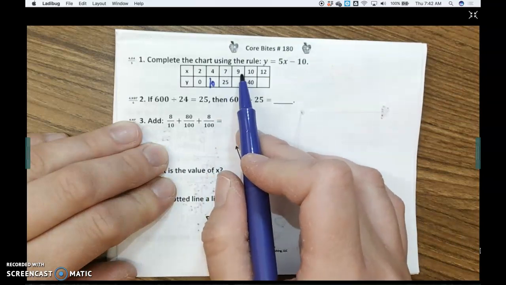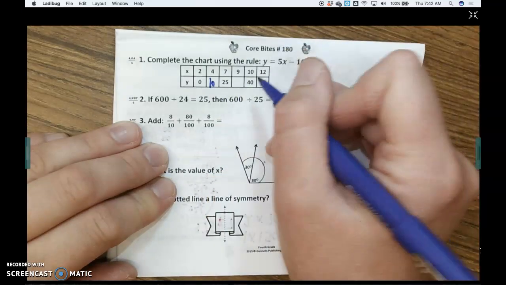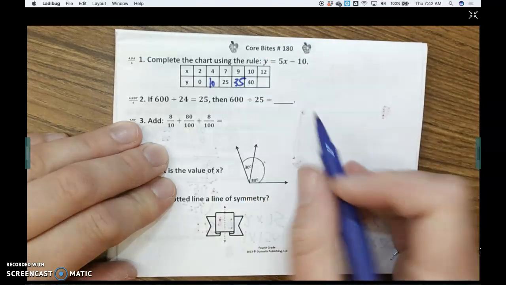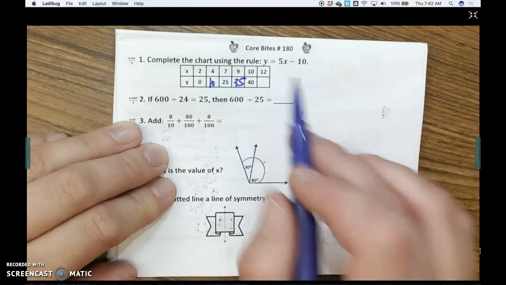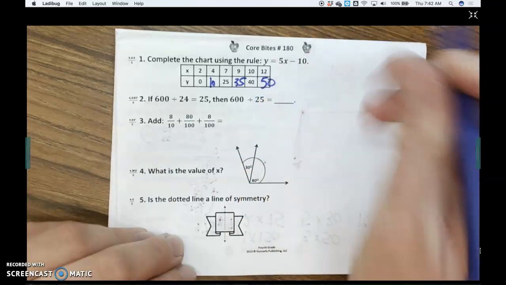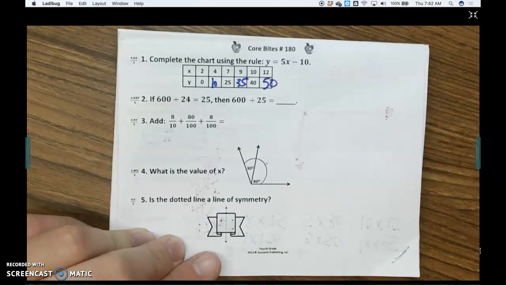And then 5 times 9 would be 45. 45 minus 10 would be 35. And then 12 times 5 would be 60. Minus 10 would be 50. Okay, so all you're doing is just trying to find the missing numbers.